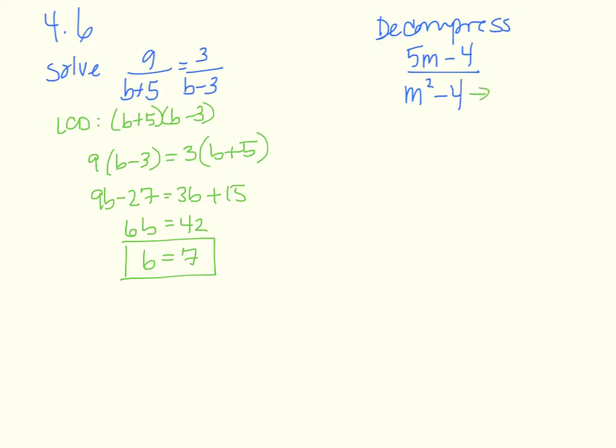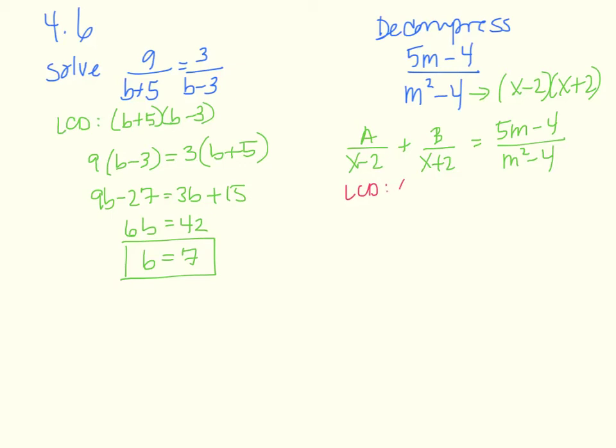So this factors as a difference of perfect squares, x minus 2 and x plus 2. So I'm going to put in some placeholders and have A over x minus 2 plus B over x plus 2 equals my original rational expression. Okay, and again, I want to get my LCD and multiply through. It's always going to be whatever you had factored in here, x minus 2, x plus 2.